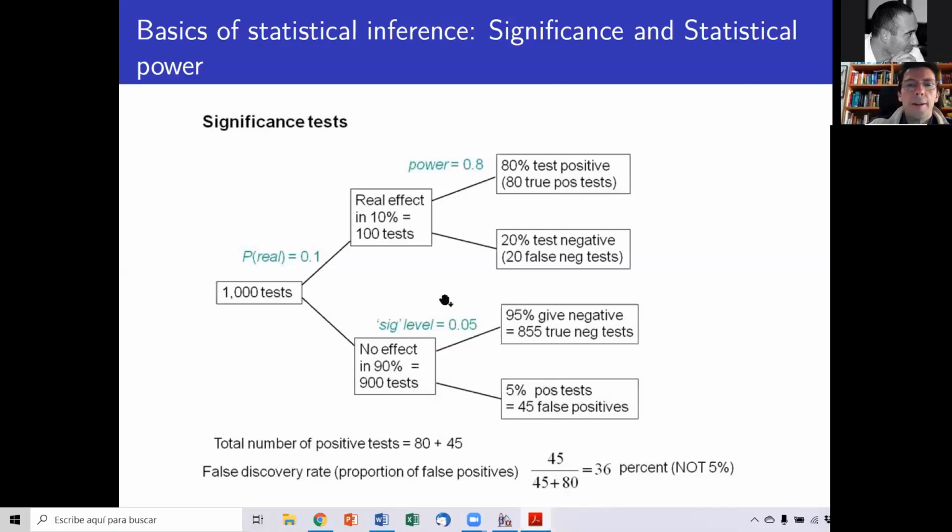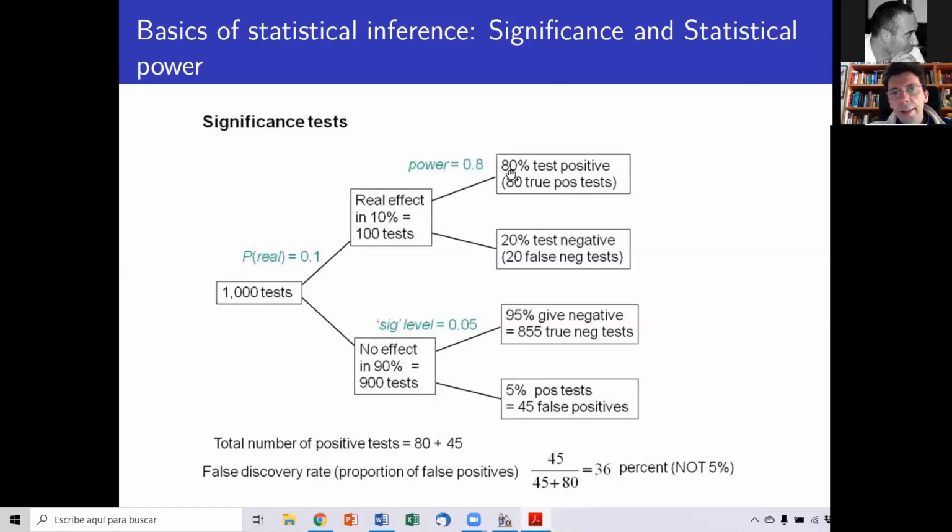And then comes this statistical power. Statistical power is when there is a true effect and I'm able to detect it. So for 80%, let's say that I have designed my number of samples such that I have a power of 80%.